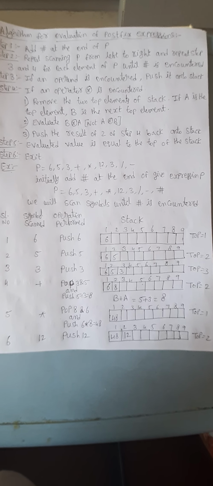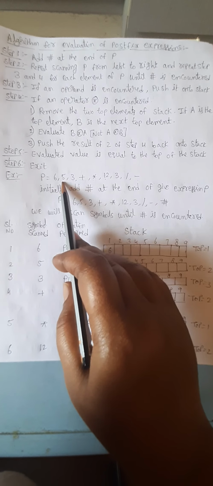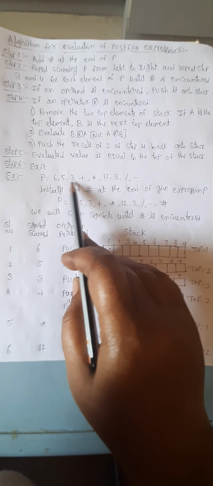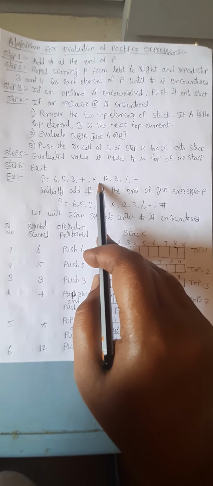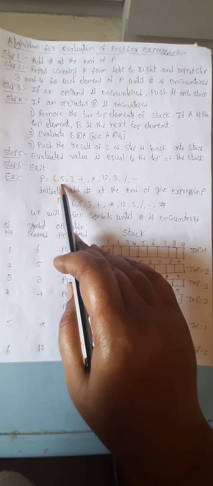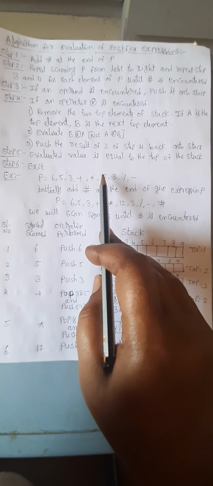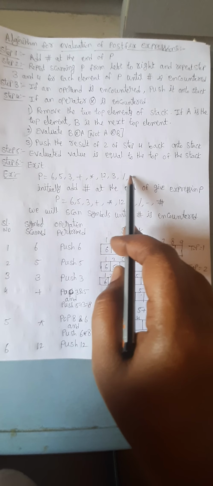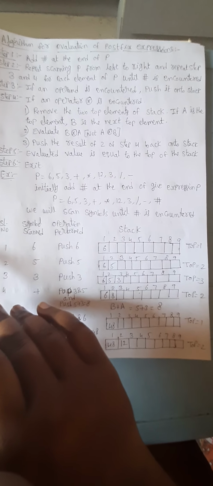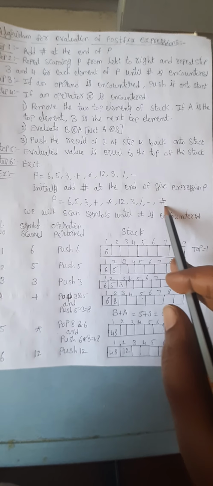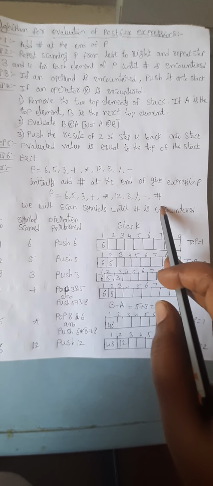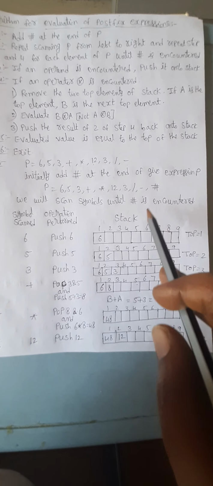I have given another example. This is the postfix expression: 6, 5, 3 plus, the meaning is 5 plus 3, and multiplication, that is 5 plus 3 into 6, 12 divided by 3, and the minus will be applied in between that. And at last a hash should be encountered. First we will scan all the symbols.